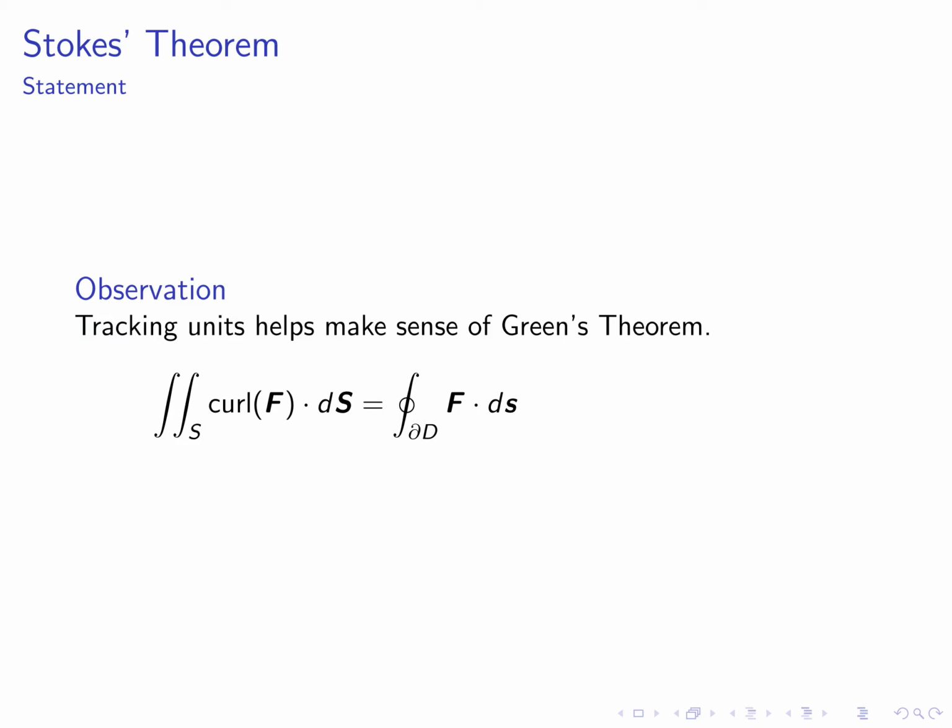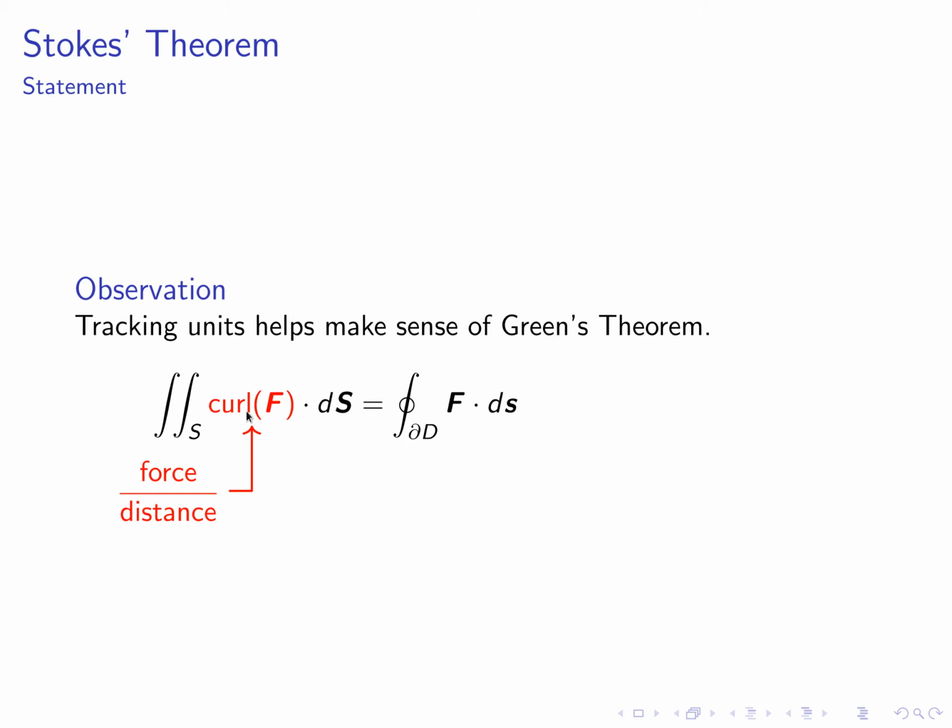And just like whenever there is a statement of a theorem like this, it helps me to track the units in order to make sense of the statement. So here I accidentally called this theorem Green's theorem because sometimes I like to make analogies from Stokes' theorem to Green's theorem. This should actually say Stokes' theorem. So tracking units helps us make sense of Stokes' theorem.